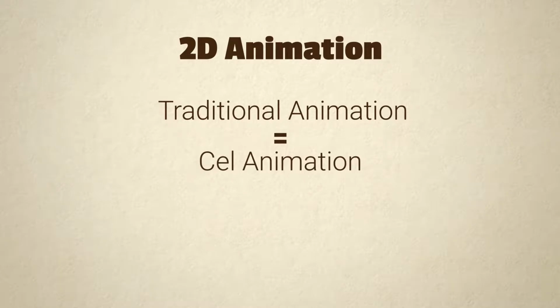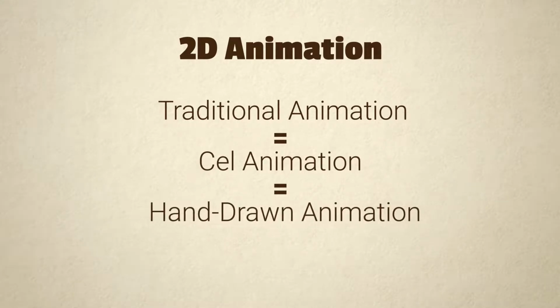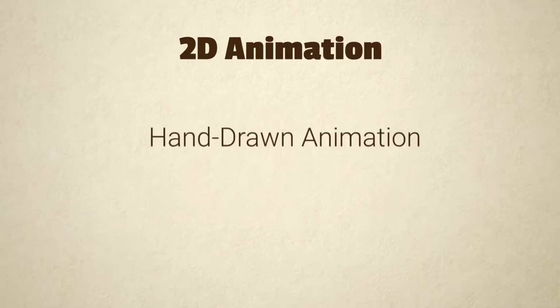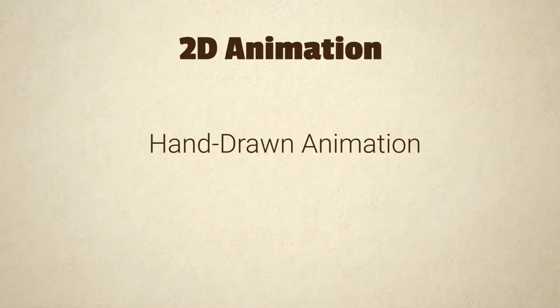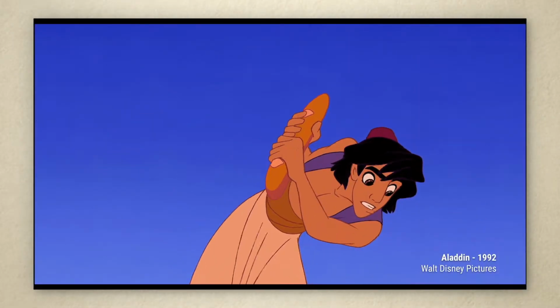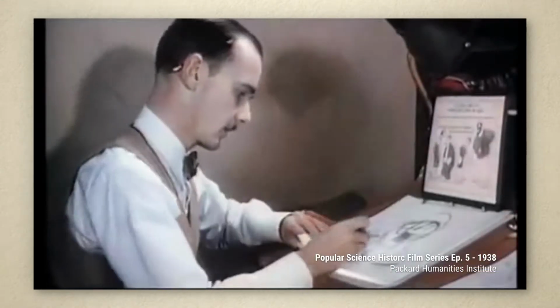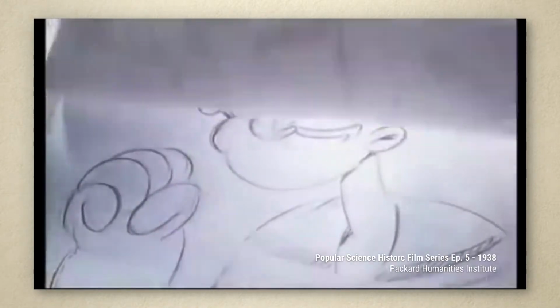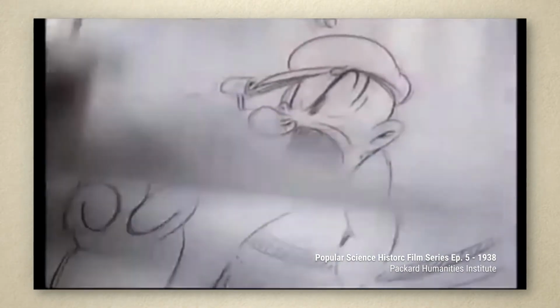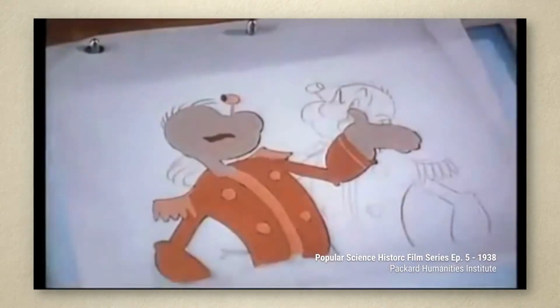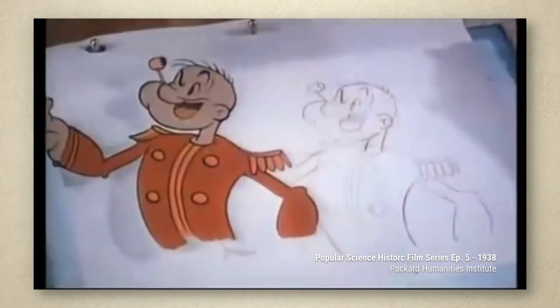The first type of 2D animation might be called traditional animation or cell animation, but I prefer the term hand-drawn animation, because that's the most clear and relevant thing that distinguishes it. This is the classic kind of 2D animation that you're probably most familiar with. In the old days, animators drew characters frame by frame, and then those drawings were transferred onto clear acetate sheets called cells for painting. That's where the term cell animation comes from.